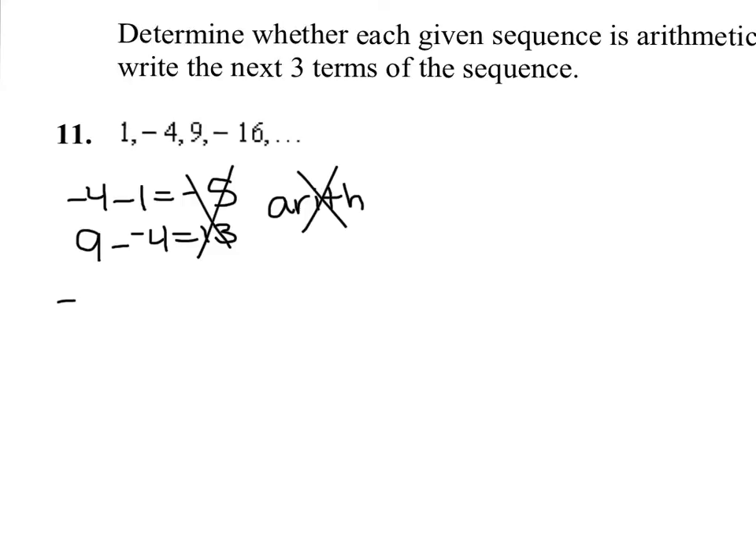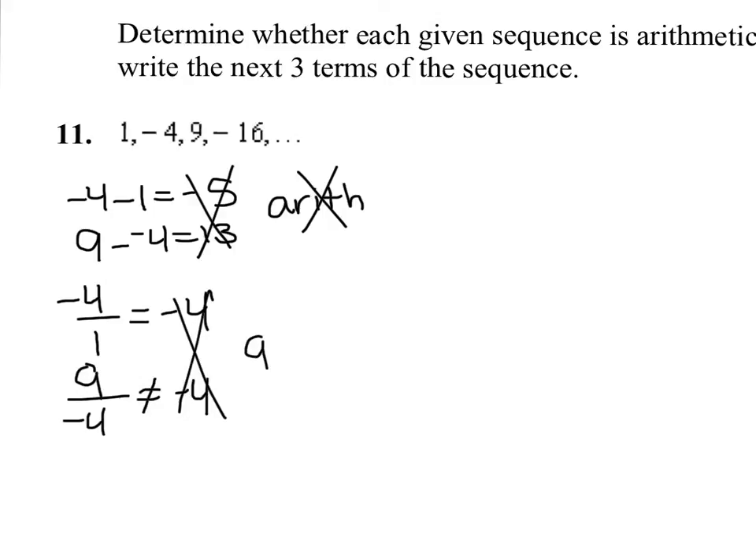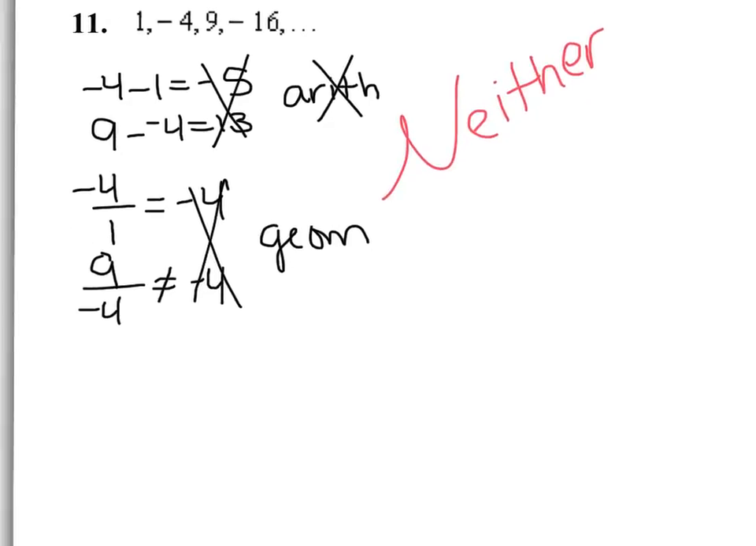To do geometric, I divide -4 over 1, and that gave me -4. 9 over -4 is not equal to -4. So those are not the same, so it's not geometric. So the answer here is neither. Very good. Go to the next one.